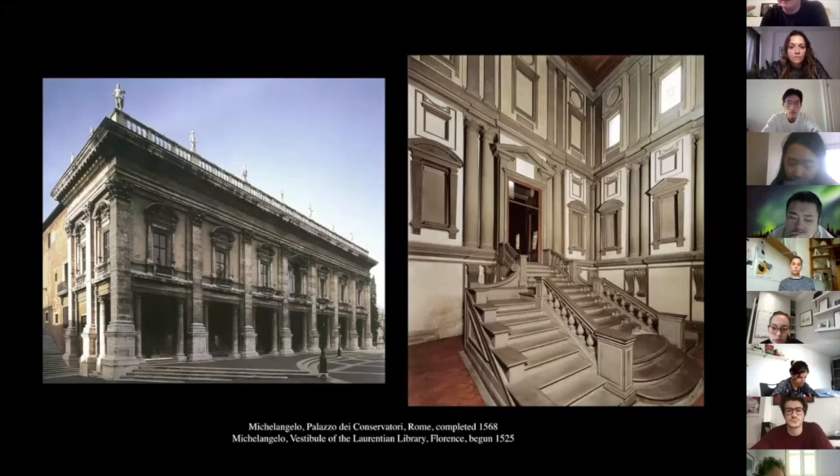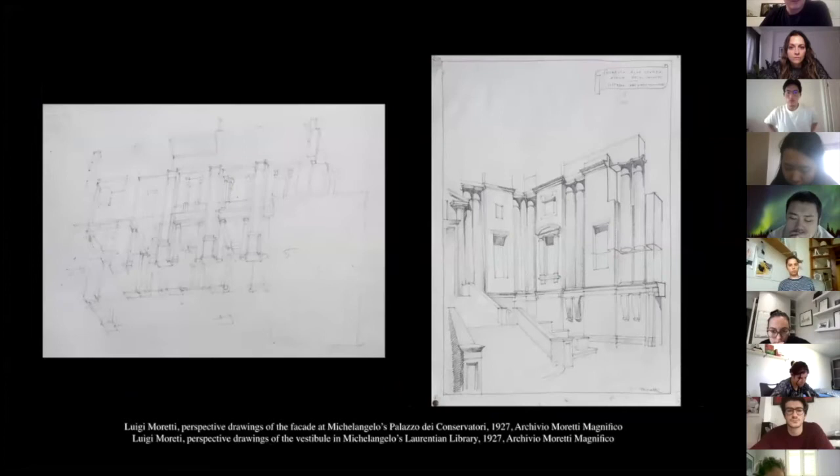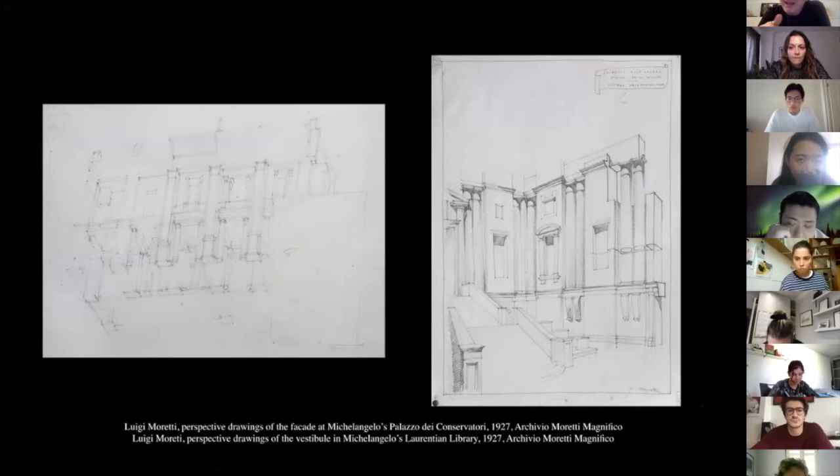Now, the models I showed before are in fact part of a 40-year-long research of Michelangelo's work, which Moretti started at the age of 21. So more or less at your age. And these are drawings from Moretti when he was a student of architecture in 1927. So I think when he made these drawings, he was 23. And they represent exactly those two buildings which he modeled in the 60s, so 30 years later, in either perspective or axonometric projection. And you can see how the interests which he discusses later are already expressed within these drawings.